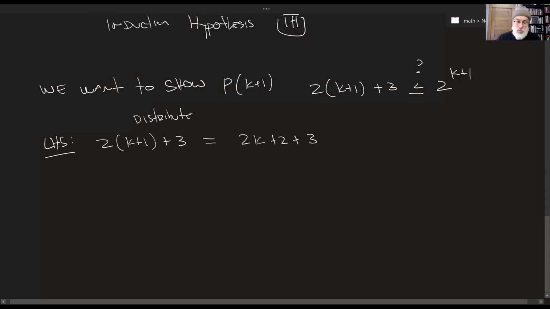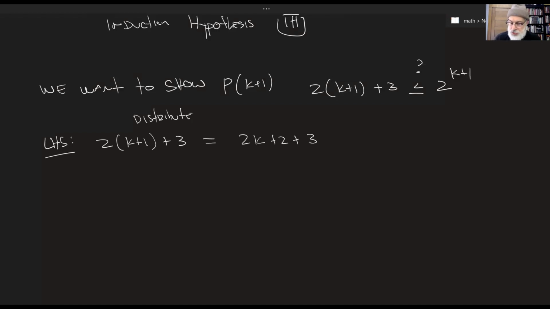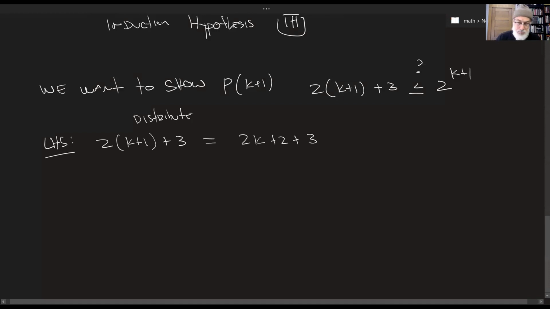And I'm going to do, maybe let's call it a trick, but it's not so much a trick as I'm trying to use the induction hypothesis. And so I'm going to write this just by grouping what we have this way. Integer addition is commutative, so I can add in any way I want. And then I'm going to group this, so I have 2k plus 3 plus 2. So why do that?